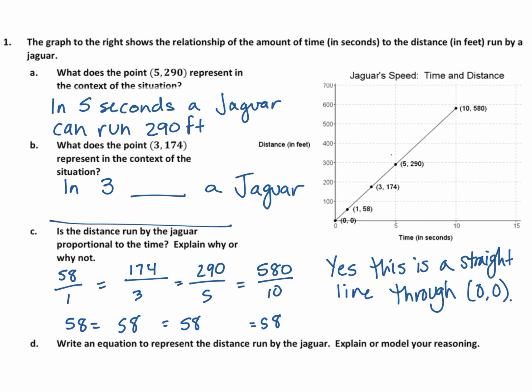D, write an equation to represent the distance run. Remember, we use y equals kx. And up here we found out that that constant of proportionality is 58. So we replace the k with a 58 in our equation.